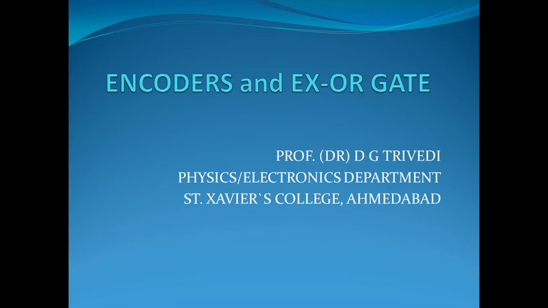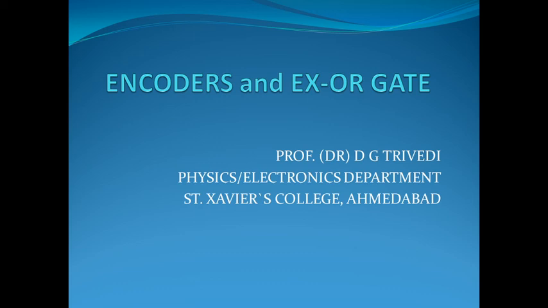Previously, you have studied about multiplexer, demultiplexer, decoders. Many decoders you have studied, that is BCD to binary decoder, or BCD to decimal decoder. Now, we are going to study about encoders. What is the difference between encoders and decoders and why are they required in our digital system?